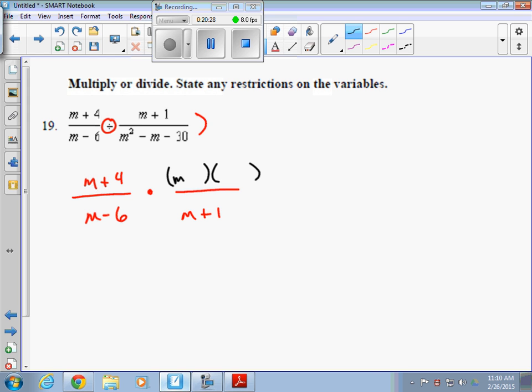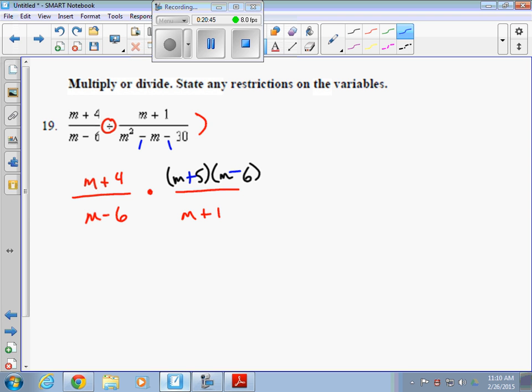So m times m. Your factors of 30 are 1 and 30, 2 and 15, 3 and 10, and 5 and 6. The only way to get to 1, which we need, is to use 5 and 6. This tells you they're different signs. This tells you the bigger one's minus. So minus 6 plus 5.